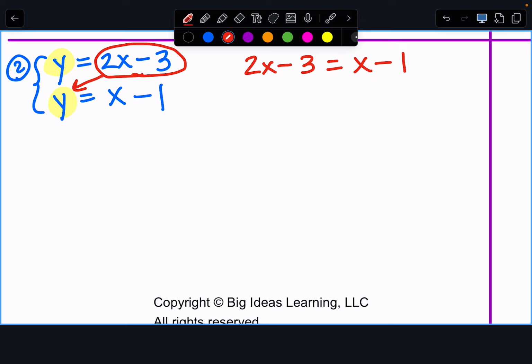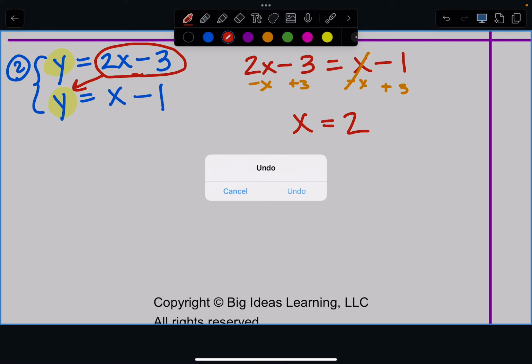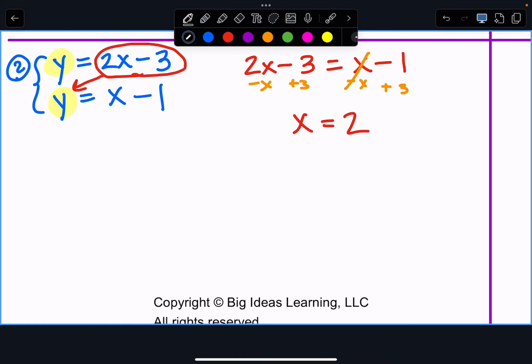Because watch what happens. If we subtract x from both sides, what do we get on the left? x. And then what happens when we add 3? So x equals 2. If you did it the other way, Joey, you get negative x equals negative 2. And so x would still equal 2. Okay, so x equals 2.